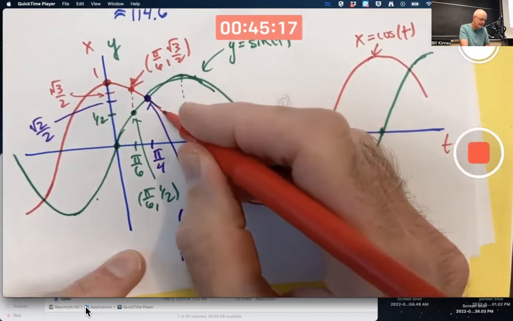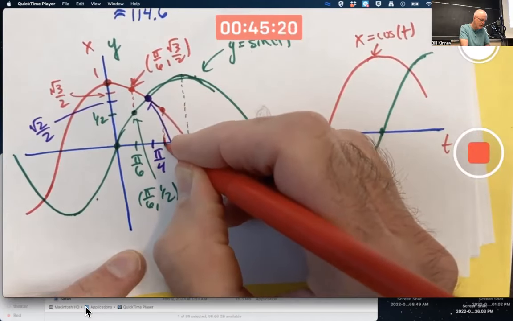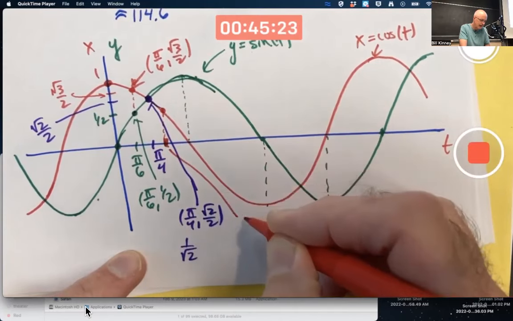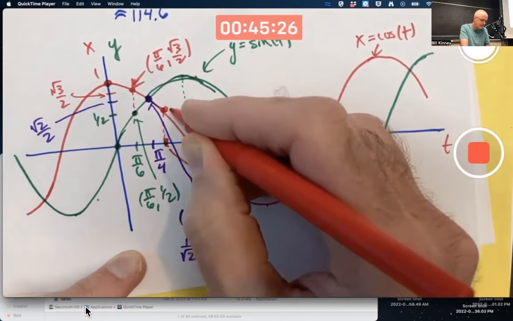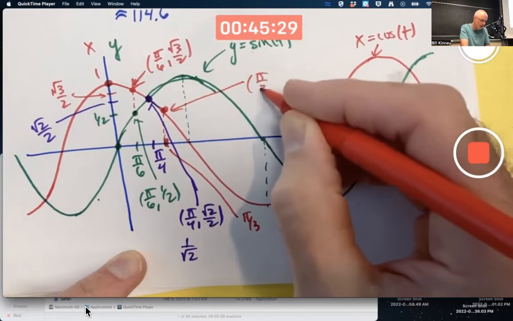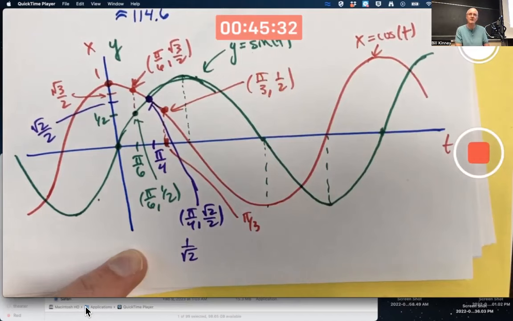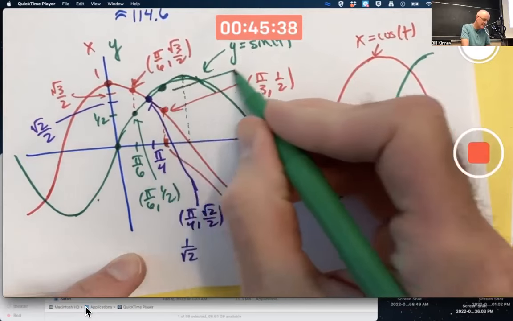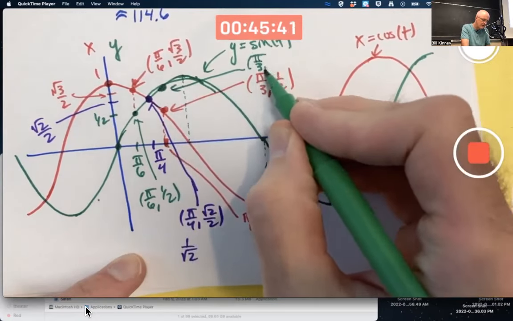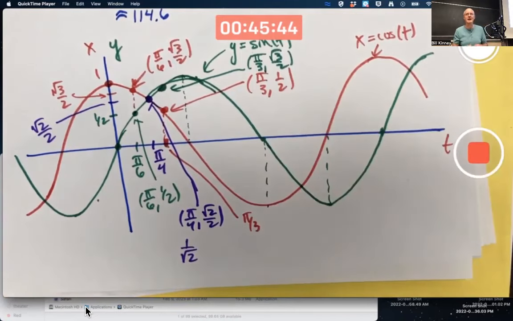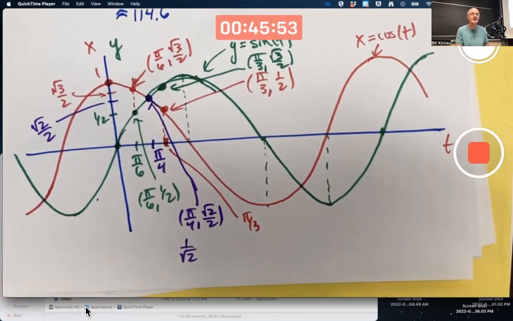At pi over 3 radians, that's pi over 3 radians. This point has coordinates pi over 3 comma 1/2. The cosine of pi over 3 is 1/2. And this point has coordinates pi over 3 comma square root of 3 over 2. Sine of pi over 3 is square root of 3 over 2. And you could continue finding lots of other special values, including when the graphs go negative. For sake of time, I'm not going to. But you should feel comfortable doing that.